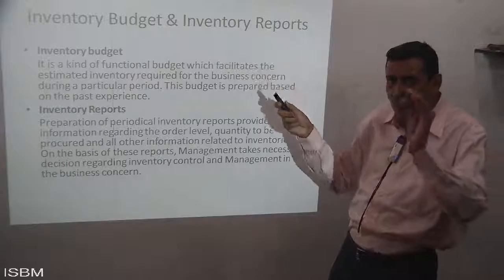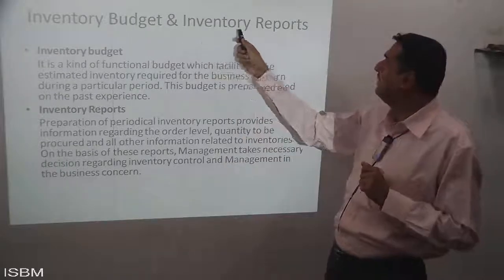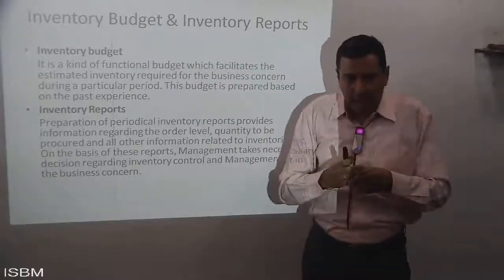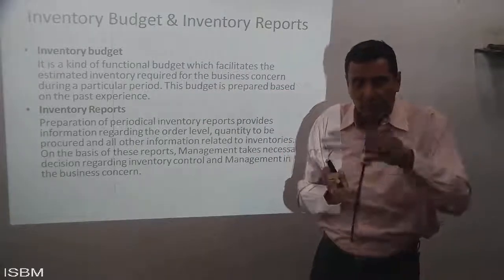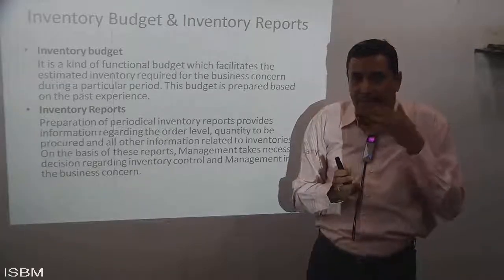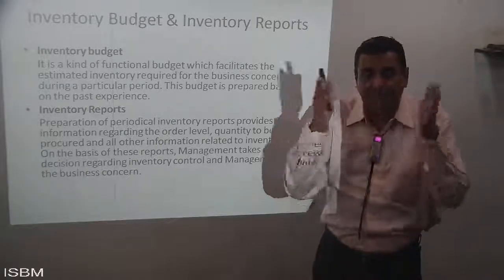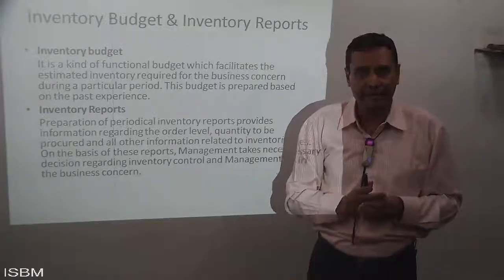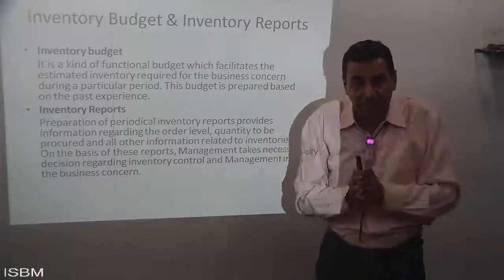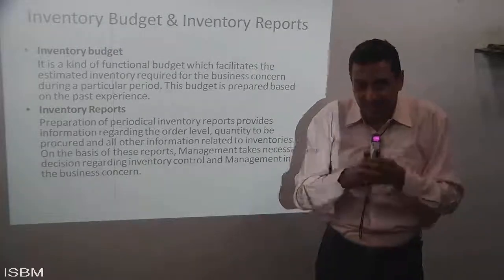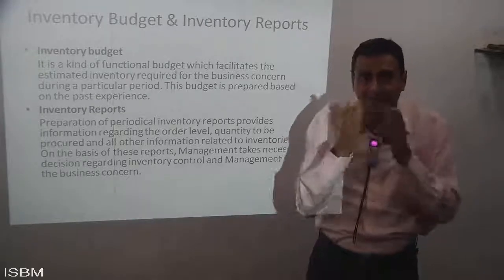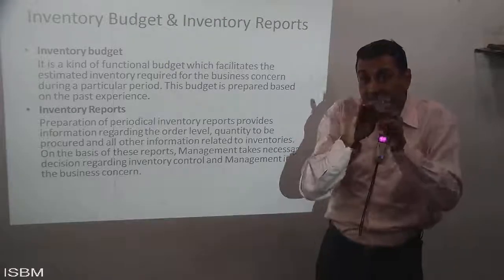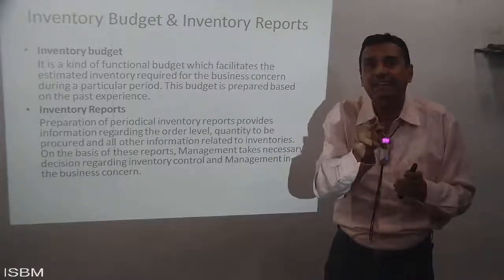There are another two techniques which the company uses: inventory budget and inventory reports. What are inventory budgets? At the start of the year, suppose now 2016 is coming, the company wants to know the sales plan of the year, how much quantity they are going to sell in the market. So they prepare a sales budget. Based on the sales budget, they prepare the production budget. How much production has to be done to meet the sales target. Based on the production budget, we prepare an inventory budget.